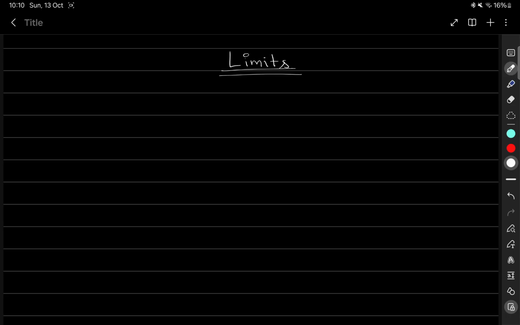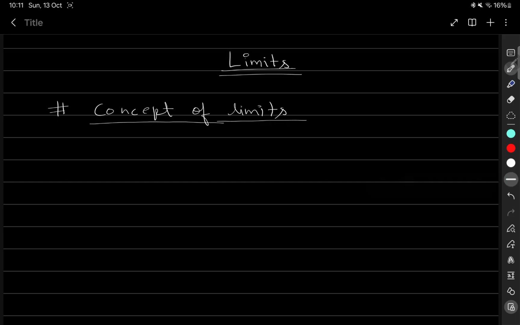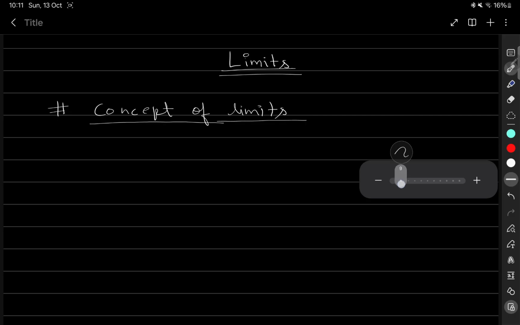By the way, what is a limit and what is the concept of limit? Why do we need limits? Okay. First of all, you should understand the concept of limits. Whatever the concept is, you should first understand that. Okay, got it?